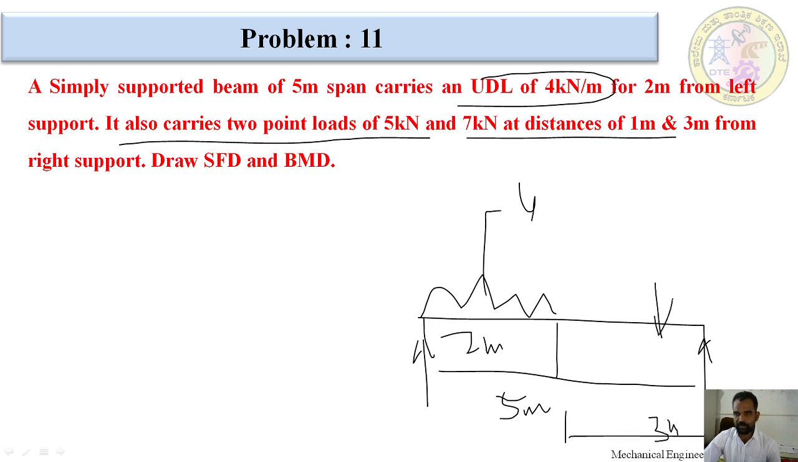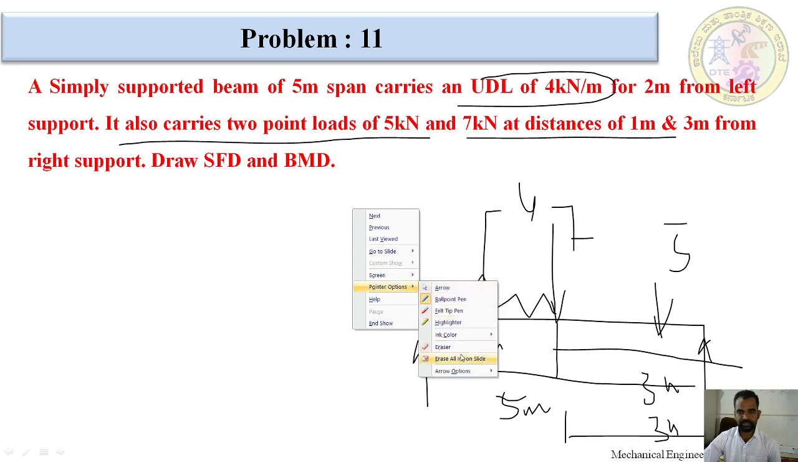Up to 1 meter we have one load, that is 5 kN. Up to 3 meter means we have the load at this point only. From here to here it is 3 meter. Total is 5, 3 plus 2 is 5. At this point only we will have one point load, which is 7. Let's take an actual diagram; this is just a rough diagram.